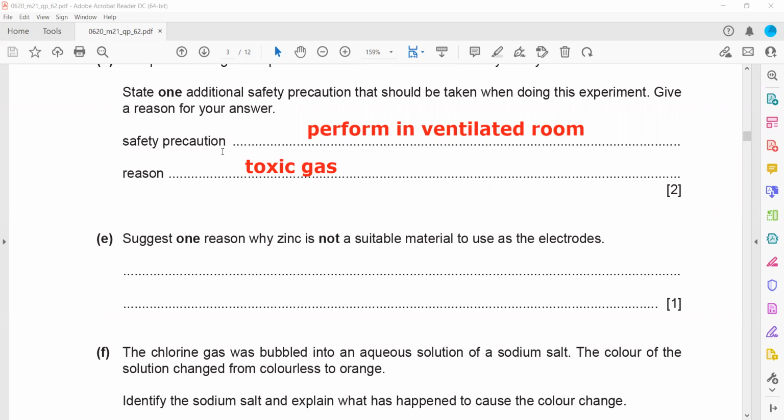Give just one reason why zinc is not a suitable material for use as an electrode. So why can we not use zinc? Because electrodes are always made of inert material. Inert means not reactive. So why is zinc not suitable for this reaction? Because zinc is a reactive metal, it can react. That's why we don't use it. So the material which we always prefer to use as an electrode is either graphite or platinum.